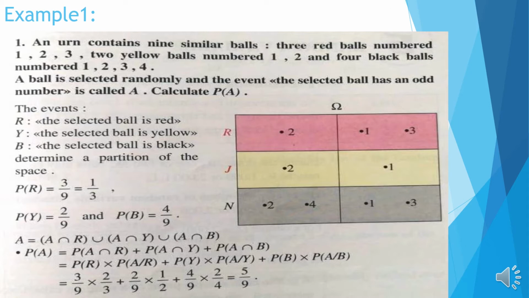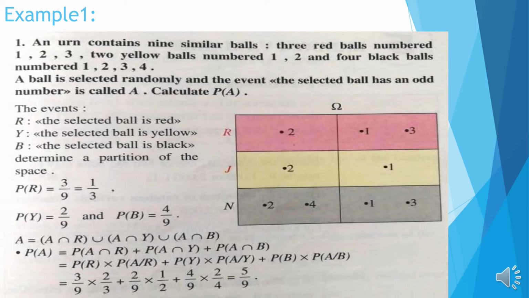As you see, the event R: the selected ball is red. The event Y: the selected ball is yellow. Event B: the selected ball is black. Determine a partition of the sample space. Look at the partition.